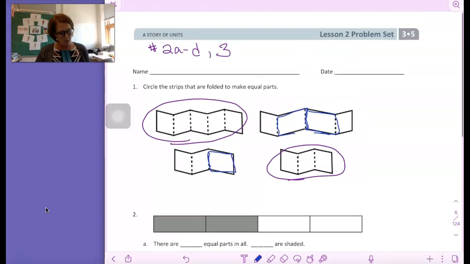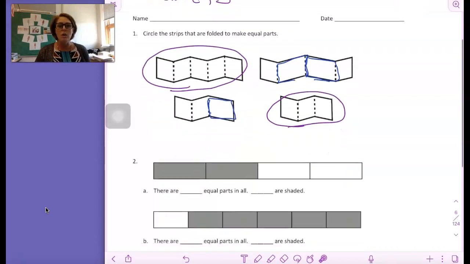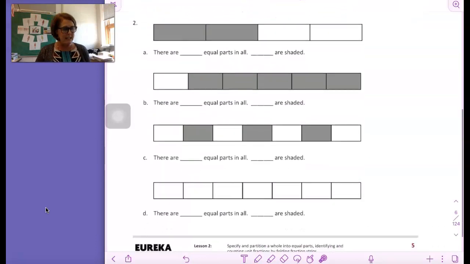Let's look at number 2. And I set up here we're doing 2a dash d, which means we're doing all of them, A, B, C, and D. So number 2, we're filling in the blanks. There are blank equal parts in all. Well, we're going to count the equal parts. Here we go. 1, 2, 3, 4. There are 4 equal parts in all.